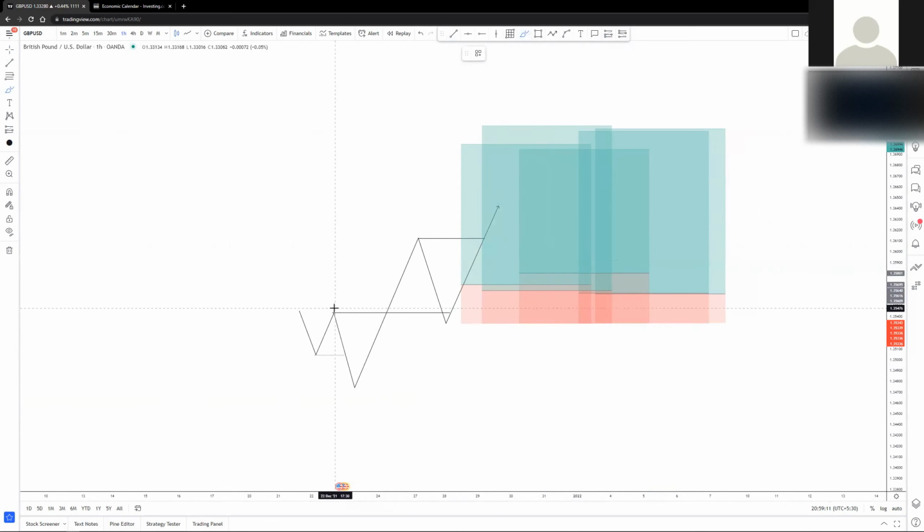We have breakout traders, because why? If price breaks structure, retraces and gives you another breakout structure, they'll have their sell stops below that low. Now, where are the retail stop losses? Right below that low, right? The retail stop losses are right below that low. Look at all of this liquidity.